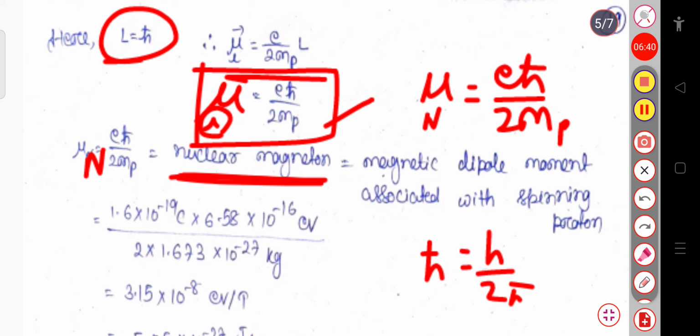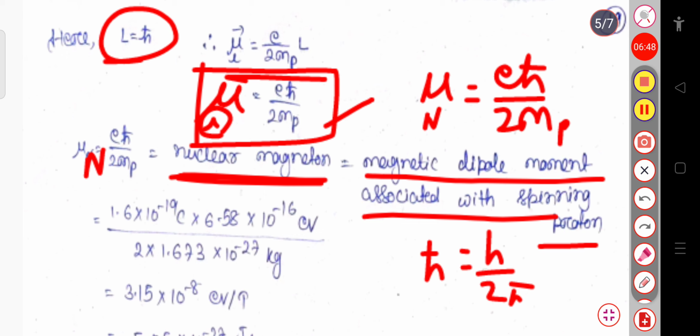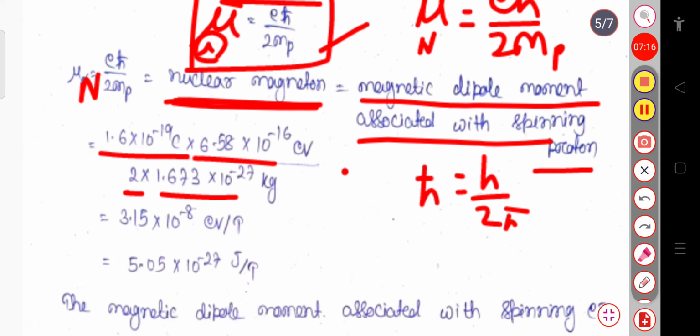So this mu N is the nuclear magneton, and that is the magnetic dipole moment associated with the spinning proton. That is, when the proton spins about its axis, then the magnetic dipole moment will be equal to EH bar by 2 MP. And if you substitute all these values, E is your constant, 1.6 into 10 power minus 19 coulomb, H bar value is 6.58 into 10 power minus 16 electron volt second, divided by 2 into the mass of the proton, 1.673 into 10 power minus 27 kg.